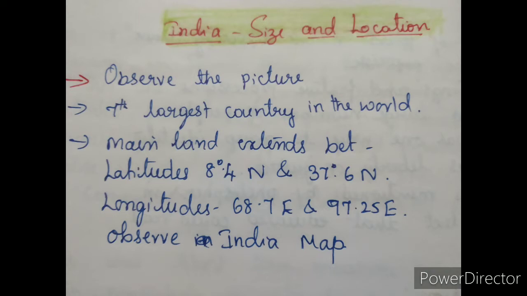Geography consists of 6 chapters. The first chapter is India, size and location; the second is physical features of India; the third is drainage; the fourth is climate; the fifth is natural vegetation and wildlife; and the sixth is population. Today we move on to India, size and location. Shall we start the lesson?